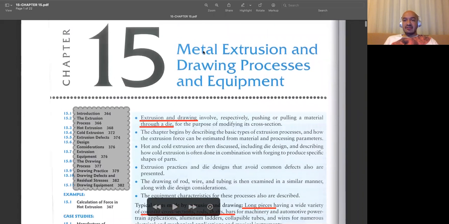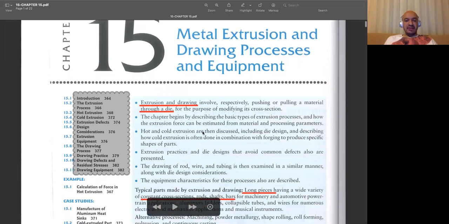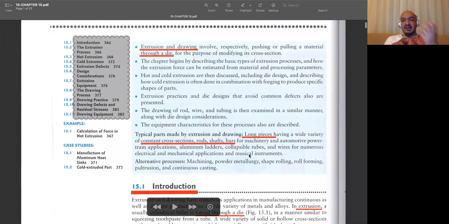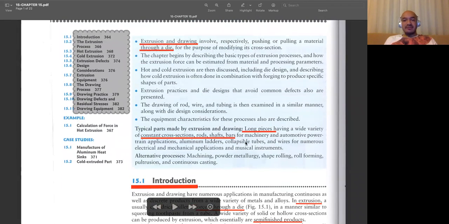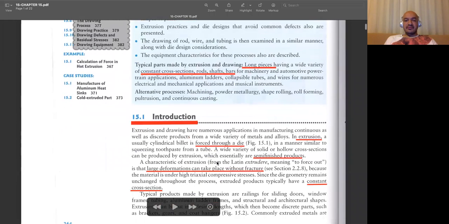The main difference between extrusion and drawing is that in extrusion, we are pushing, but in the drawing case, we are pulling the material simply through a die. And we can produce mostly round shapes or different cross sections, but they are usually longer, and we can easily produce rods, shafts, wires, bars with these processes.